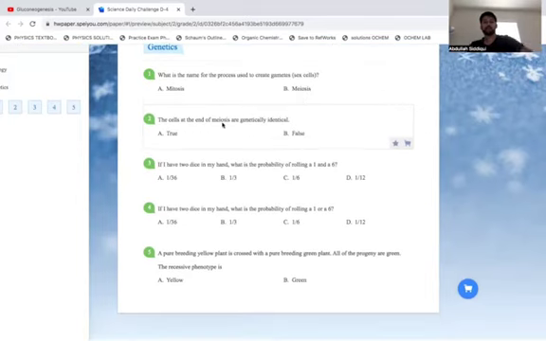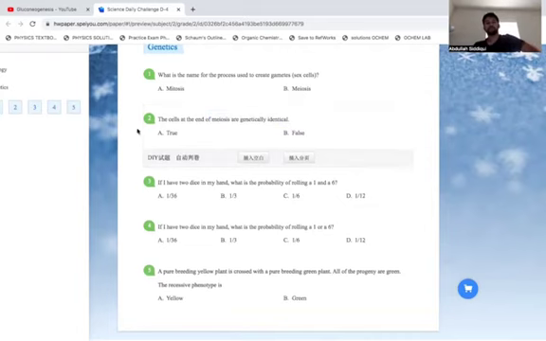Question 2, right? The cells at the end of meiosis are genetically identical. This is false, right? Because we know that the cells at the end of meiosis have to be very different, right? Because of the different processes that we're going to be going over in more detail, such as, for example, crossing over of homologous chromosomes and various other things. The cells at the end of mitosis are, however, genetically identical. But for meiosis, they're going to be very different from one another.